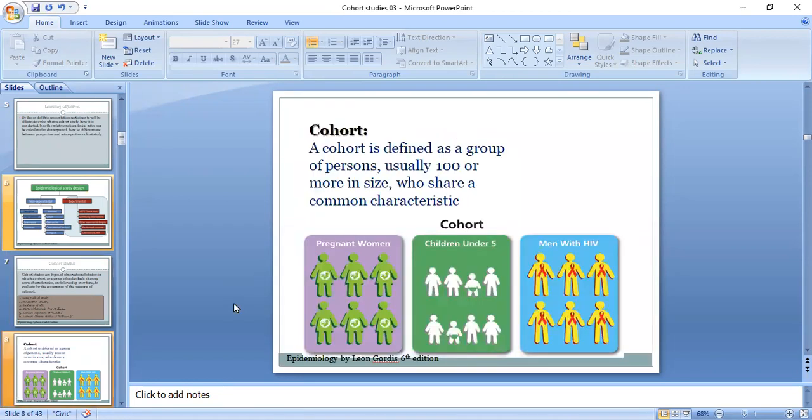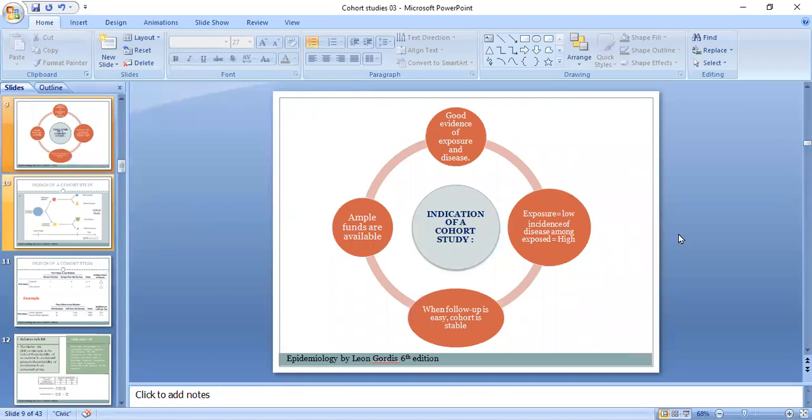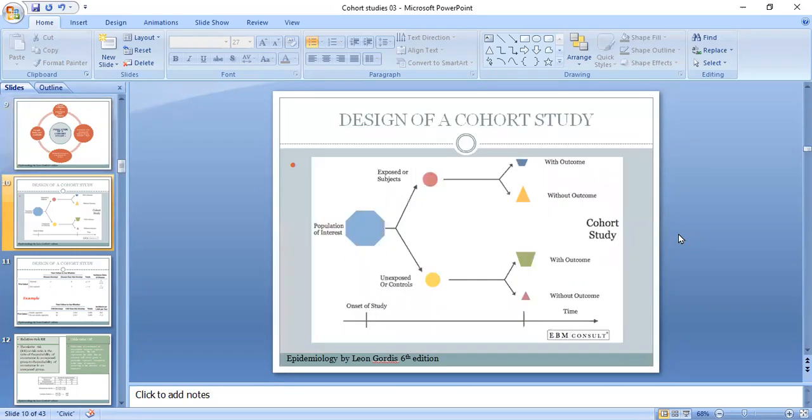Now what is a cohort? Cohort is defined as a group of persons, usually 100 or more in size, who share common characteristics. For example, a group of pregnant women, children under the age of 5 years, and men suffering from HIV. Now the indication for conducting a cohort study. A cohort study is conducted when there is good evidence of exposure and disease, when the exposure is rare or the incidence of disease among exposed is high, when follow-up is easy and the cohort is stable, and when ample funds are available.